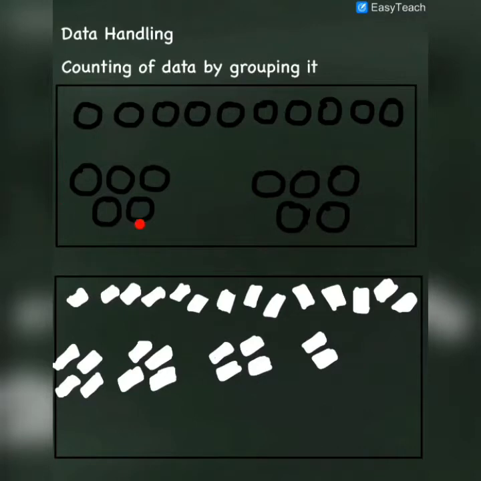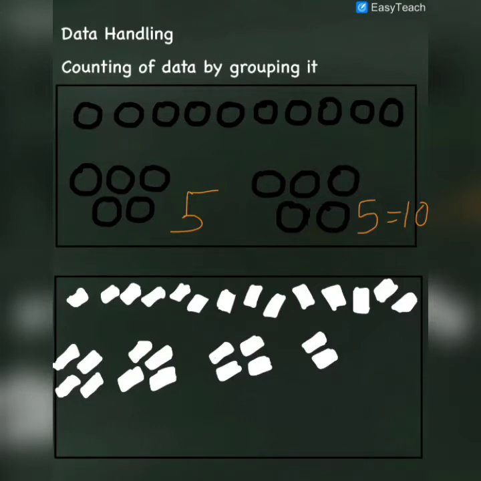We have made groups of 5 circles. So, now if we were given the task to count these circles, how will we do this? We can do it simply by looking at this. 5 plus 5 is 10. Isn't it? So, we did it simply by looking at these circles. This is data handling, that we have made groups and which has made counting easier.